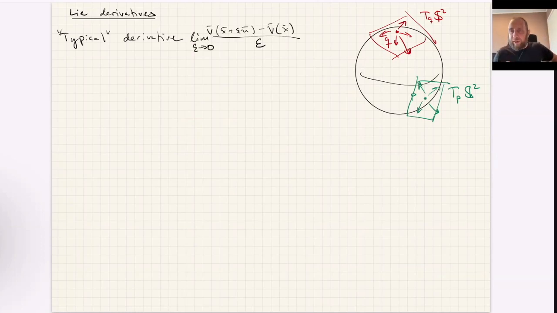So in the general space, this fails because this vector and this vector, they don't live in the same tangent space. So even if I'm close here to Q, I'm not living in the same tangent space. So I cannot construct this vector difference. So I can't take the limit either. So the Lie derivative kind of helps with that in the following way.